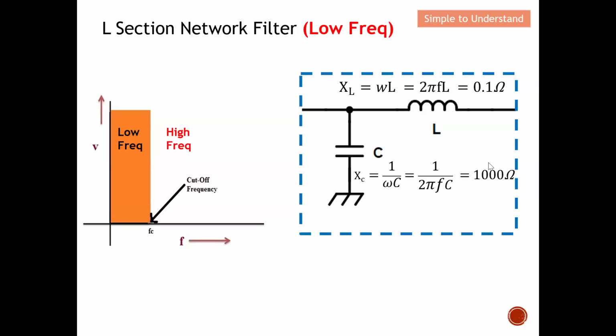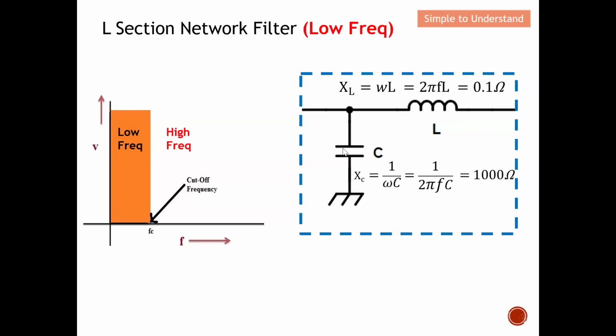Now let's take a look. For example, the signal appears at the input of the filter. This signal is low frequency. You can see that this offers a reactance of 0.1 ohm. So the signal will be able to pass from the input to the output. The signal will be very reluctant to follow this other path, as this path offers a high reactance.